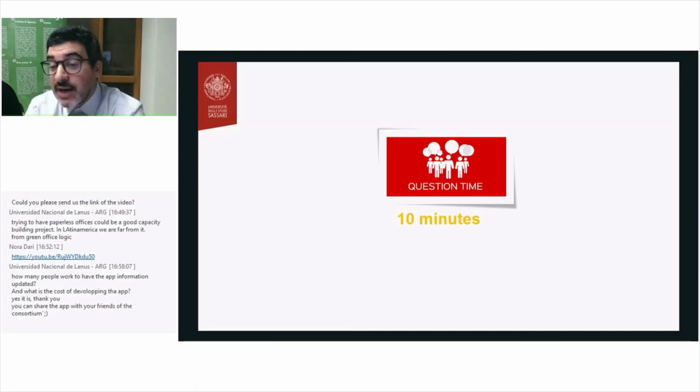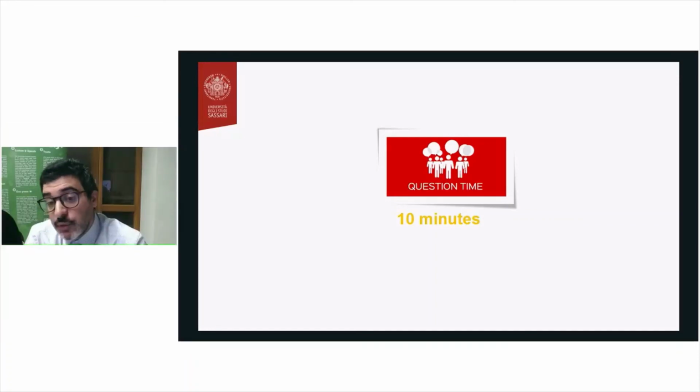Sharing the app with the friends of the consortium, I believe this is possible. I also believe that the architecture is open source. So if you provide us with the details, with the contacts of your colleagues who may be interested in that, I believe that is possible. I will get you in touch in any case with the people responsible for this.